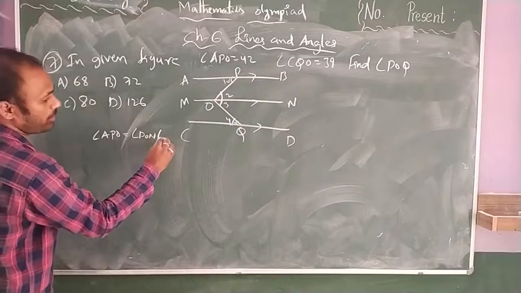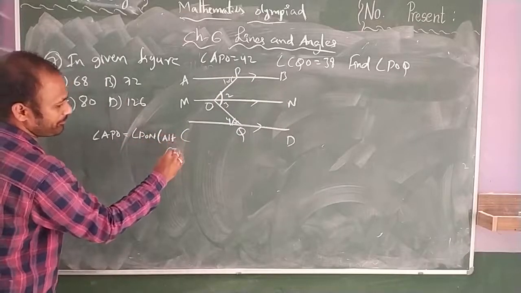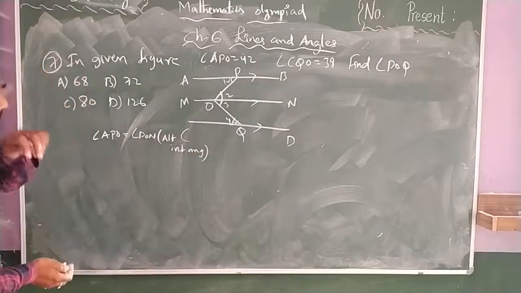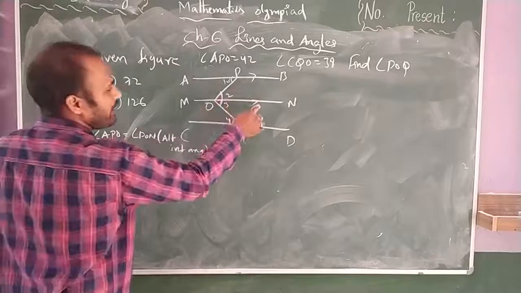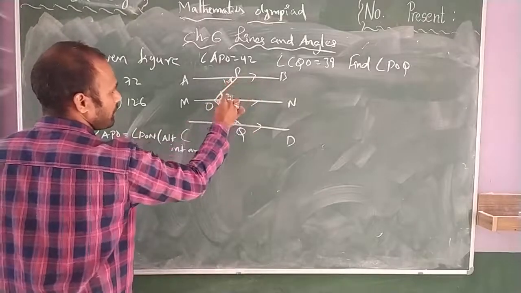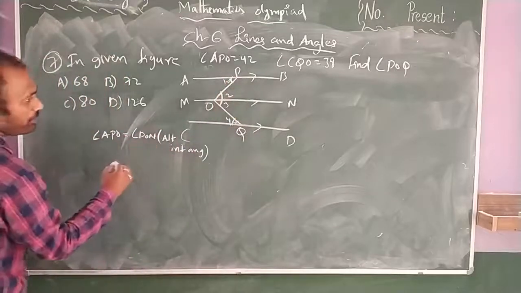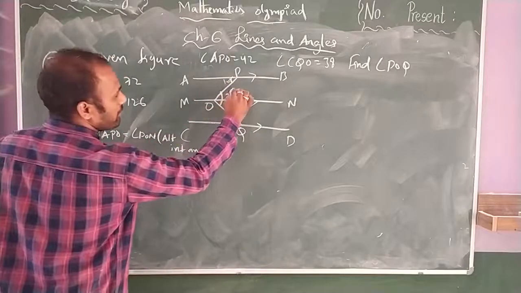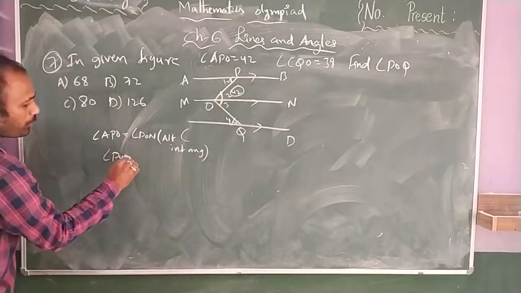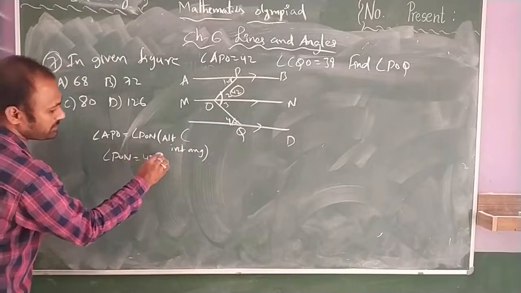Why? Because they are alternate interior angles. And this symbol indicates parallel. So in parallel lines with a transversal, these two angles will be alternate interior angles. So it will be 42 degrees only. So here it will come 42 degrees. So angle PON is 42 degrees.